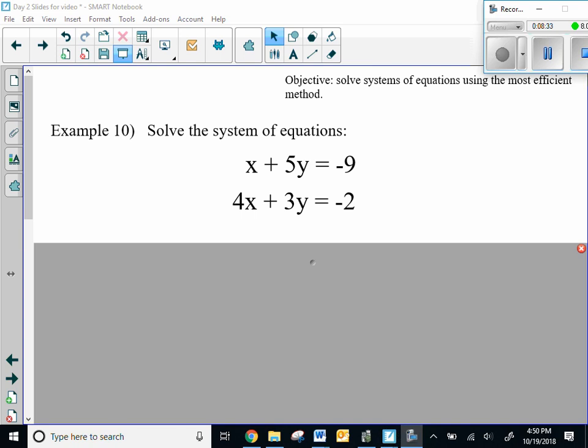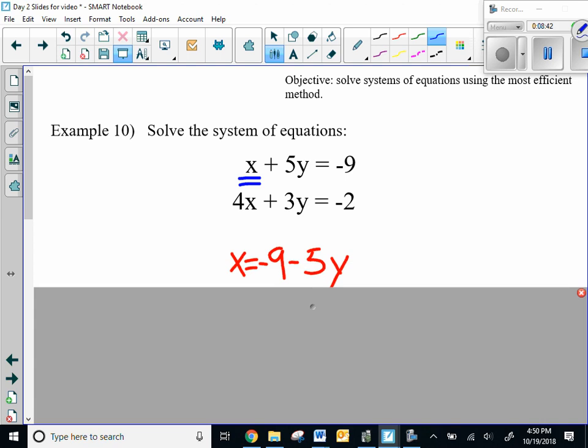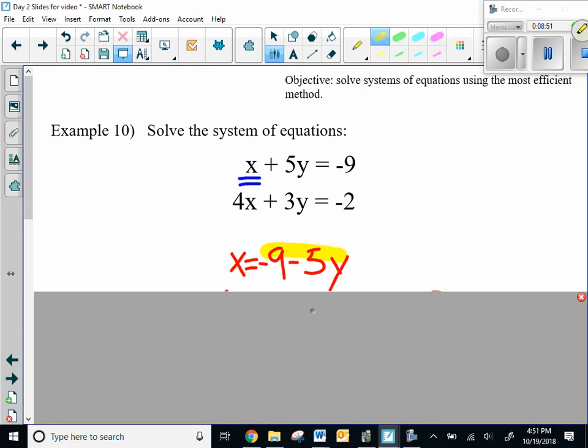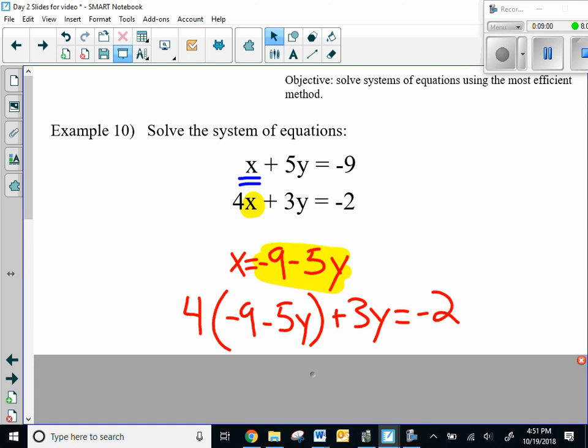So I had to get a variable alone, and remember, you want to find one that's easiest to get alone. So in this case, that x in that first equation would be the easiest to get alone. So I subtracted 5y from both sides and got -9 minus 5y. Then we take this thing right here and we plug it into the x in the other equation. So instead of 4x plus 3y equals -2, we now have 4 times -9 minus 5y plus 3y equals -2.